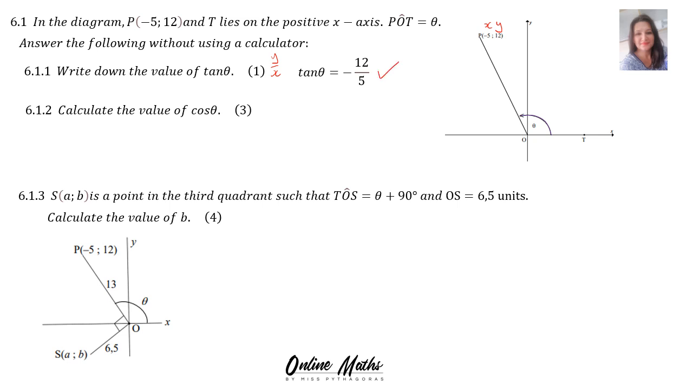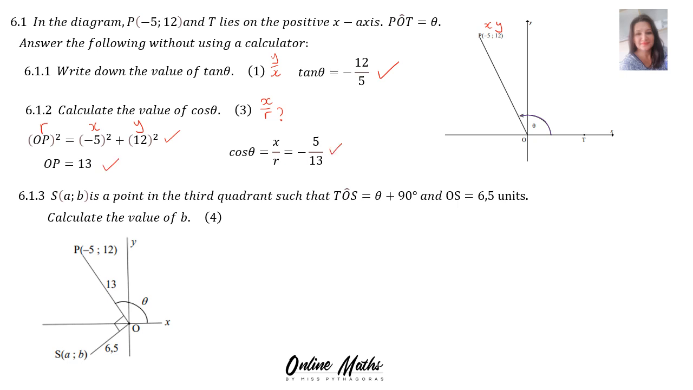6.1.2, calculate the value of cos theta. So cos's ratio is x over r, and we don't know r. So we're going to calculate r with the theorem of Pythagoras, and r is in fact OP. So in x's place we substitute -5, in y's place we substitute 12, and then OP is 13 units. Therefore, cos theta is x over r, which is -5 over 13. Where are the marks? Theorem of Pythagoras, OP, and then cos's ratio.